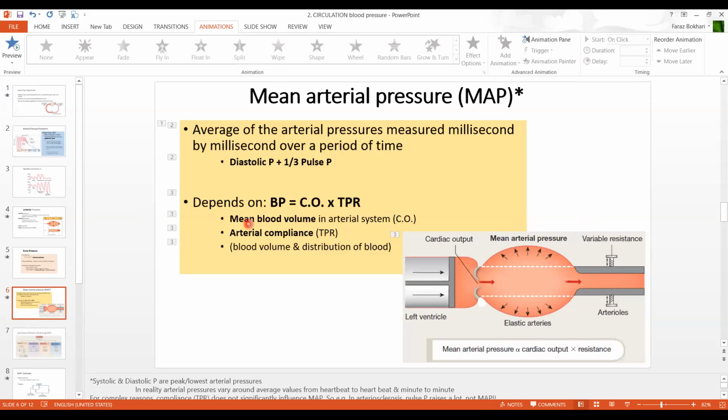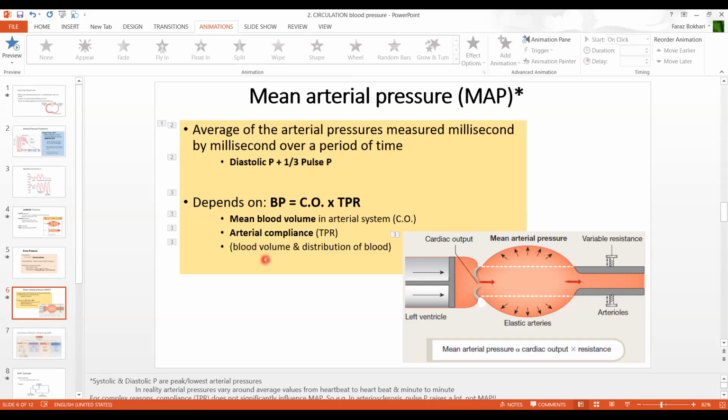So basically, cardiac output is the main determinant, one of the main determinants, because this is when blood volume is introduced into the arterial system. So cardiac output is this, and arterial compliance is measured by total peripheral resistance. As I just explained, these are the two things which basically determine your blood pressure.